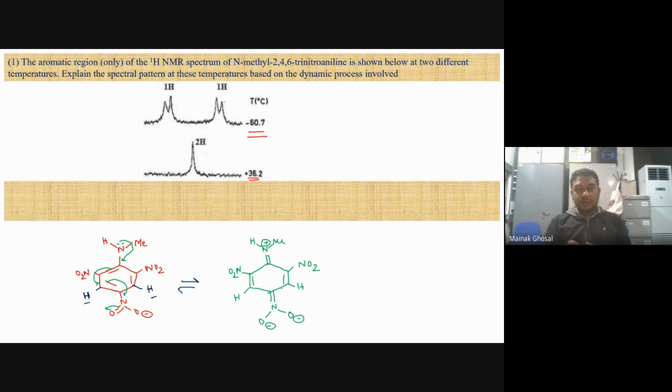Now, this CN bond rotation needs to be stopped. When the nitrogen lone pair is involved, the CN bond gets double bond character. A double bond cannot rotate, while a single bond can easily rotate; the probability of rotating the double bond is very, very low. Under that condition these two hydrogens will be different, and you will see an AB quartet kind of pattern, which is observed here at low temperature.